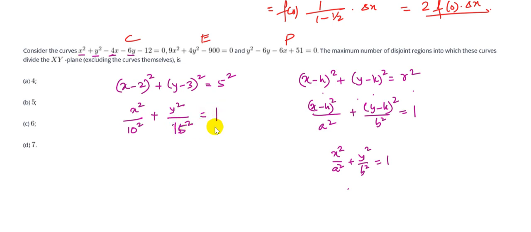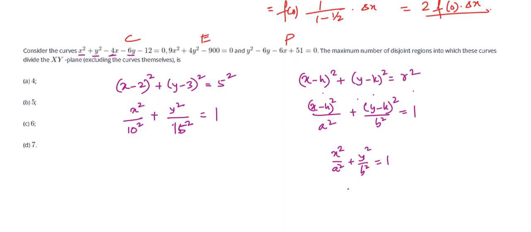Now, what kind of an ellipse is this? Which is the major axis, which is the minor axis here? So in an ellipse, that's what you have to understand: the part which is vertical is the major axis here. Y is the major axis, X is the minor axis.